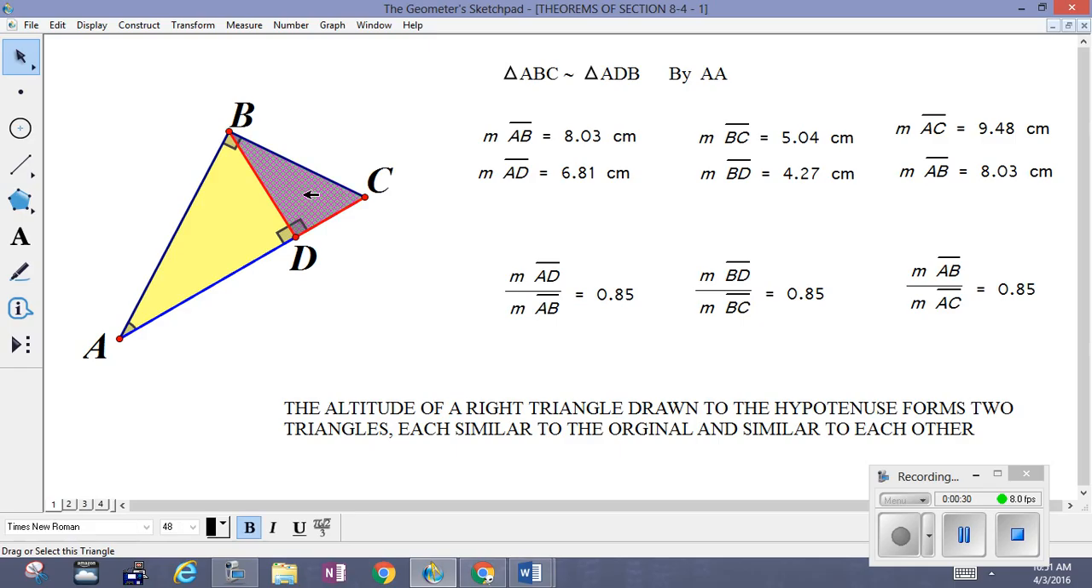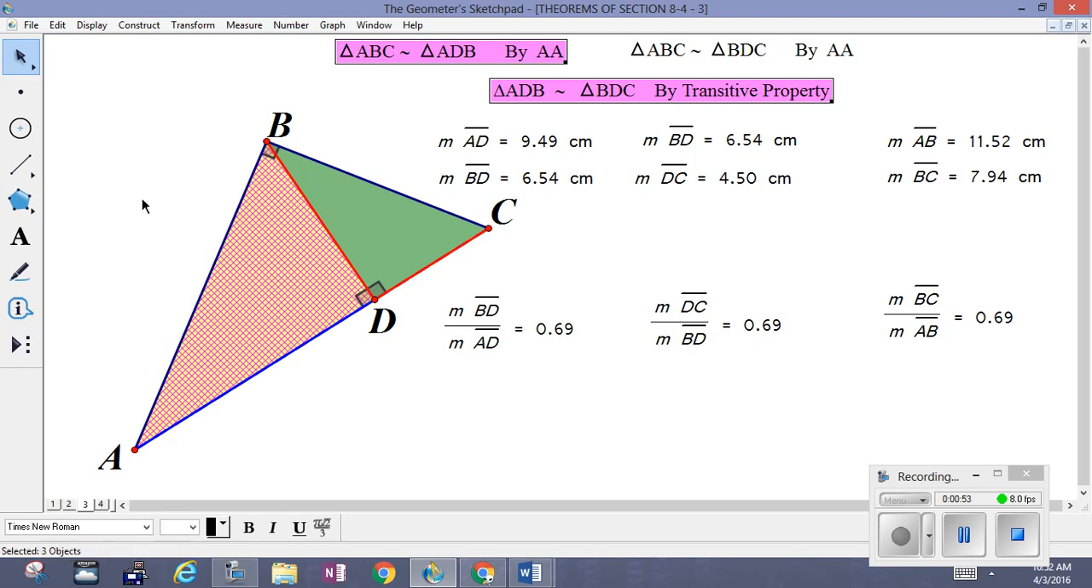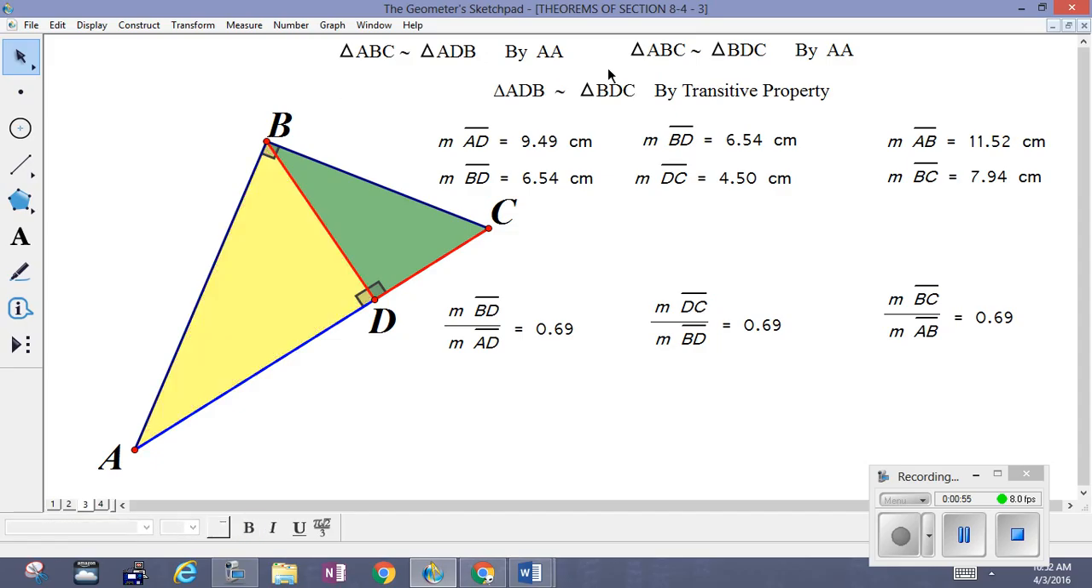and the green is similar to the all-inclusive ABC. Now what we want to show is that if they're similar to the all-inclusive, then they're similar to one another. So here we go with that. Again, we showed here ABC and ABD, so the yellow was similar to the all-inclusive. Here we showed that the green BDC was similar to the all-inclusive.